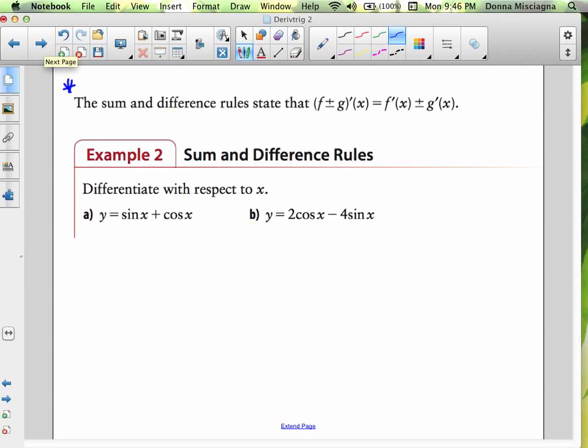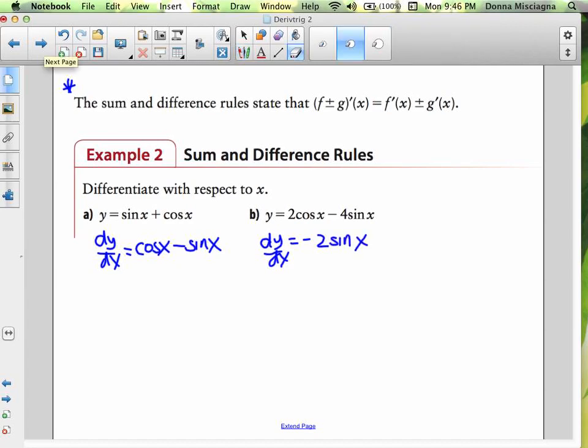All right, so I see a y, so I'm going to write dy dx. Derivative of sine x, that's cosine x. Derivative of cosine x, that's negative sine x. And that one's done. Derivative of y is dy dx. I've got 2 cosine x. That's going to be negative 2 sine x, right? Actually, to make sure there's no confusion, 2 times negative sine x.